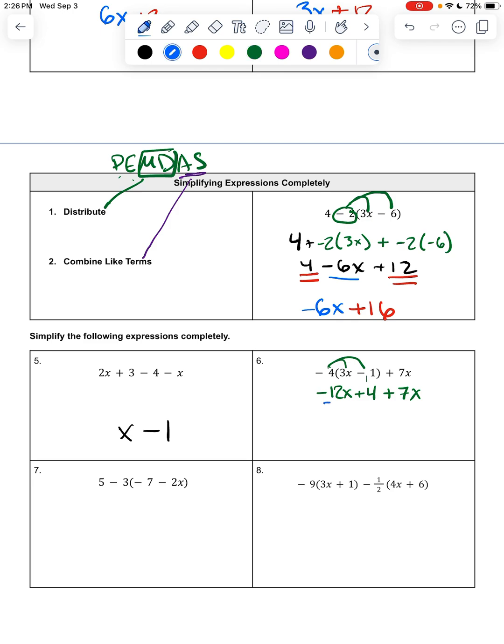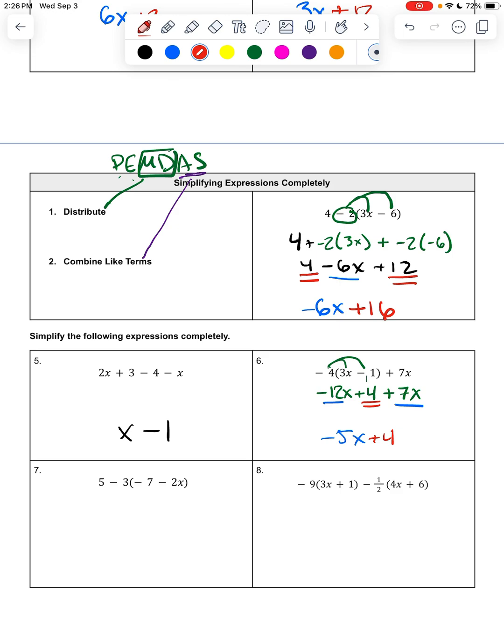Now, we look for like terms. We've just done one underline for the first thing. Negative 12x and positive 7x. There's more negatives by 5. So negative 5x. And this 4 is a constant, and it's the only constant. So I'm going to bring down plus 4.